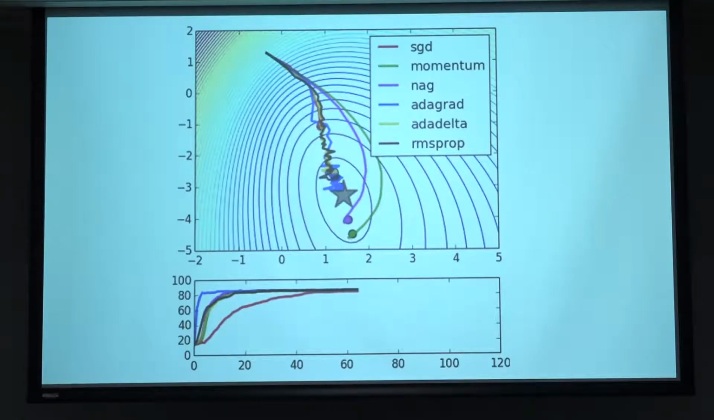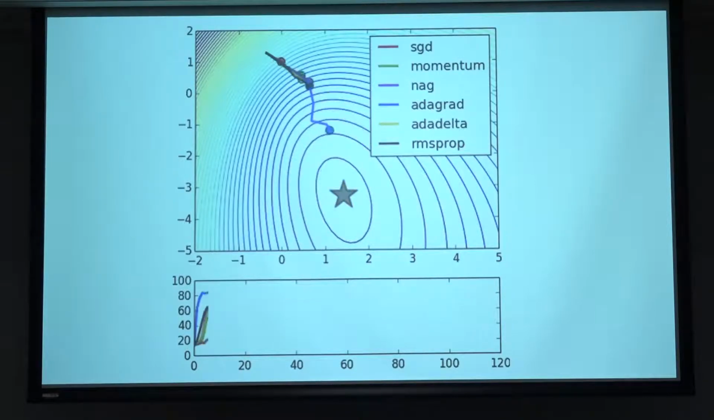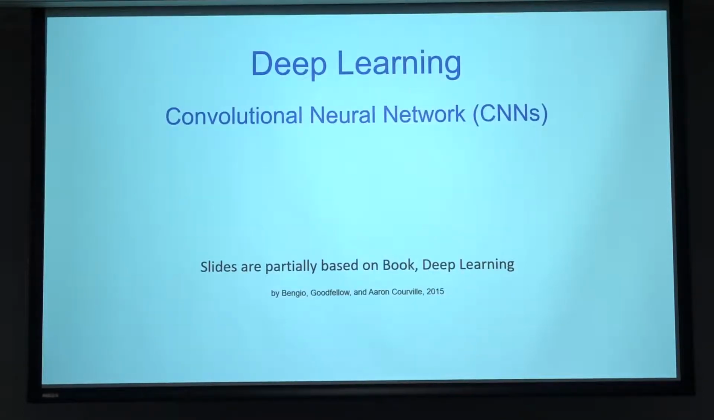The difference between these optimization methods is that some of them get to the minimum faster, some of them slower. For example, the red one is stochastic gradient descent, and this blue one is Adam, which is more common these days. So it goes faster to the minimum, and takes a better path to the minimum compared to stochastic gradient descent, for example. Okay, any question?